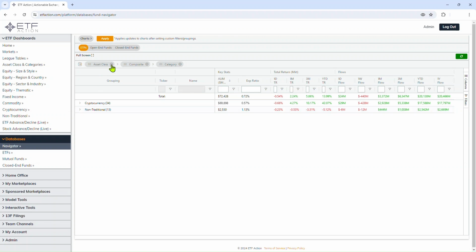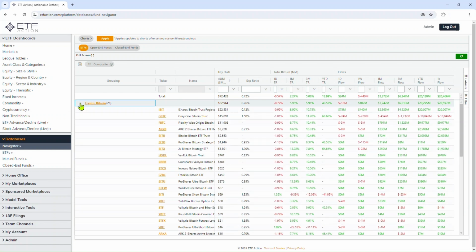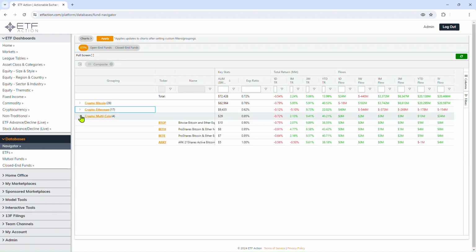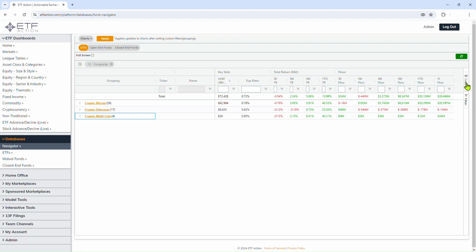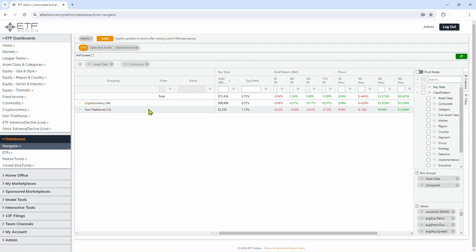And what I'm going to do here is remove some of my groupings. So I'm going to remove asset class. I'm going to remove category. So now I have just crypto Bitcoin, Ethereum, and multi-coin, and I have all ETFs in those categories. Final thing I'm going to do is break up and set a column on that top. I didn't mean to take out that asset class level, so I can see that breakdown between non-traditional.